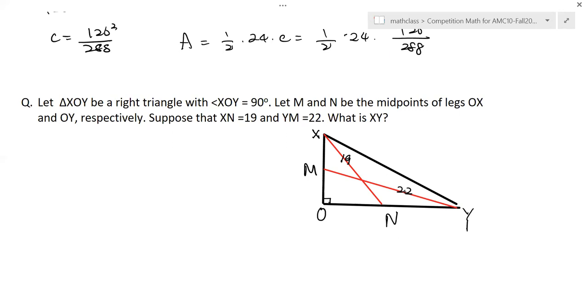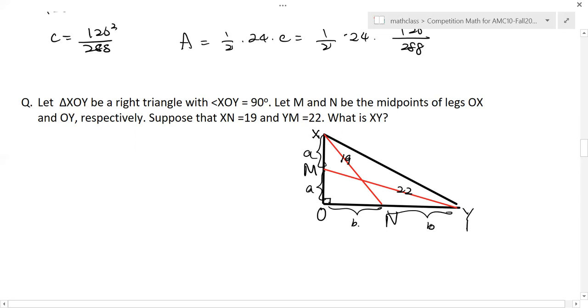And how many right triangles are you going to get? You actually have three right triangles here. Three right triangles there. So let's assume that, for simplicity, I'm going to call this one OM, A, right? And ON, B, right? And you write down all the possible identities you can get. Because this is a midpoint, so this will be A, that will be B, okay? So XY is going to be what? If you know A and B, XY is the hypotenuse of the right triangle, so you can get it.